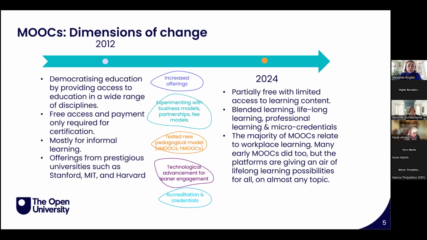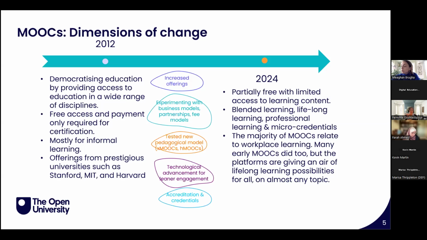And we want to see why that is and what has happened to MOOCs. So in 2012, the promise of MOOCs was basically removing all the barriers to education and making education free and accessible for everyone, or basically democratizing education. They mainly did it by giving free access and just requiring payment for certification. MOOCs were mostly used for informal learning, and prestigious universities like MIT and Harvard got really engaged in 2012, making their professors, their knowledgeable experts and resources available to everyone for free.